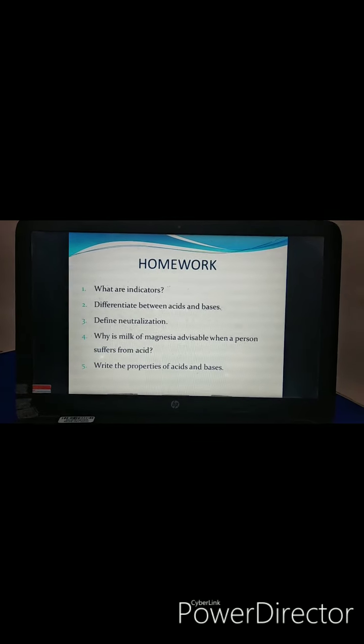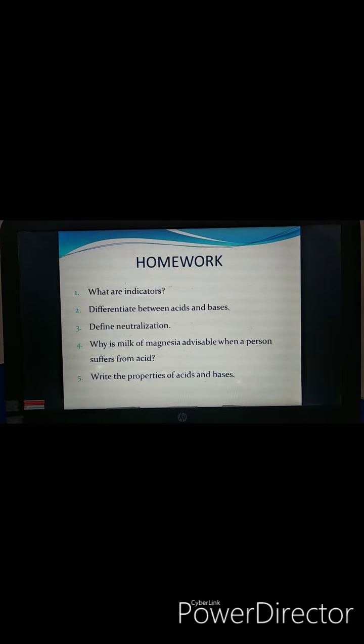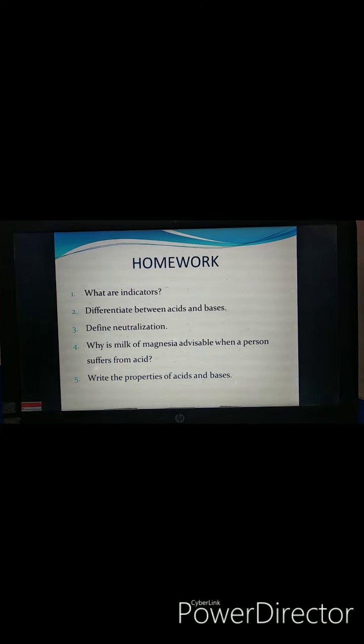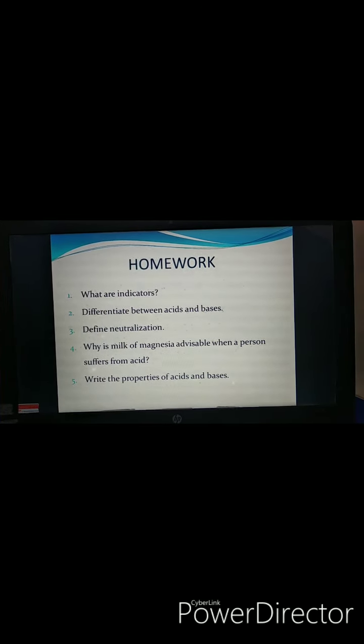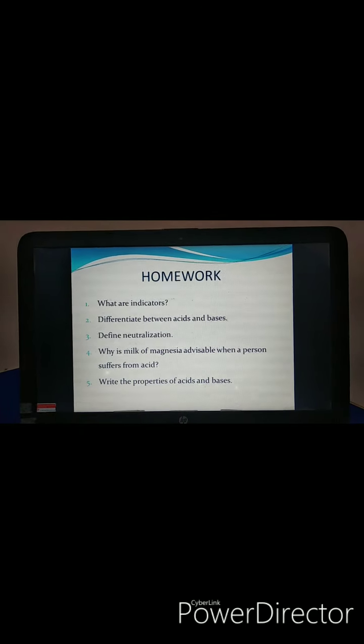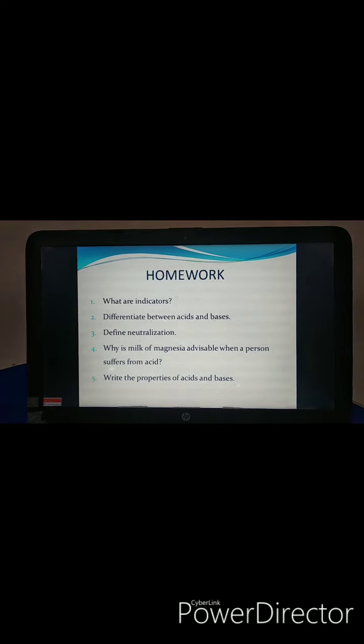So these are the homework, students. You note it down. What are indicators? Next, differentiate between acids and bases. Define neutralization. Why is milk of magnesia advisable when a person suffers from acidity? And write the properties of acids and bases. So these are the homework for this chapter. And also you do your exercise question answers, students, in your copy.